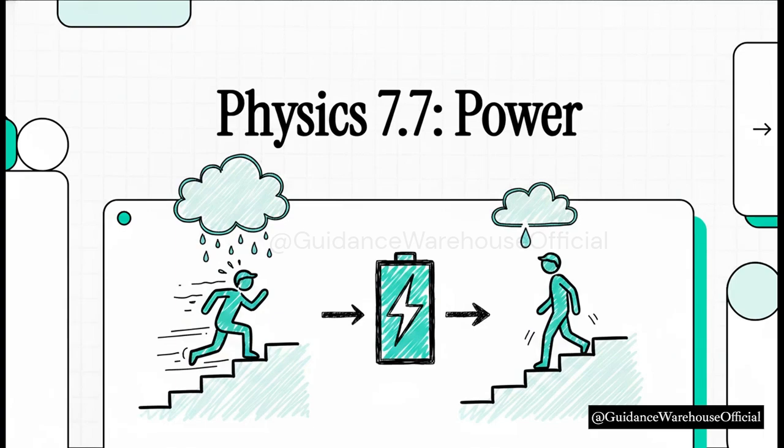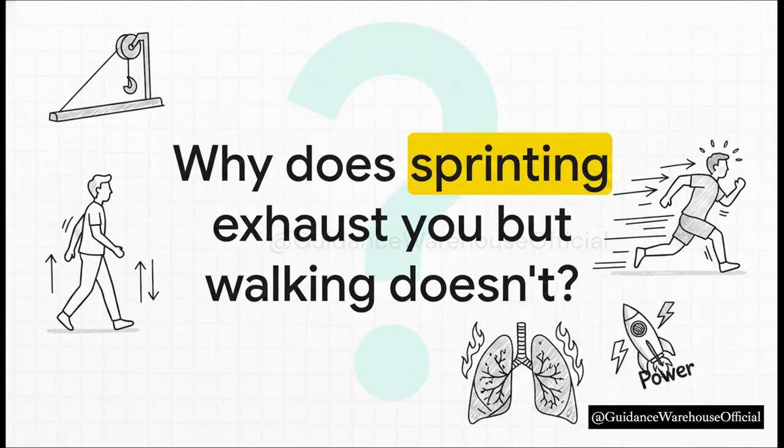Ever notice how sprinting up a flight of stairs completely wrecks you, but just walking up those exact same stairs barely even makes you break a sweat? Think about it. Whether you're walking or running, you're hauling the exact same mass, your own body, up the exact same vertical distance. In pure physics terms, the total physical work you're doing against gravity is perfectly identical in both cases. No difference at all. So why does one leave you gasping for air while the other is practically effortless?